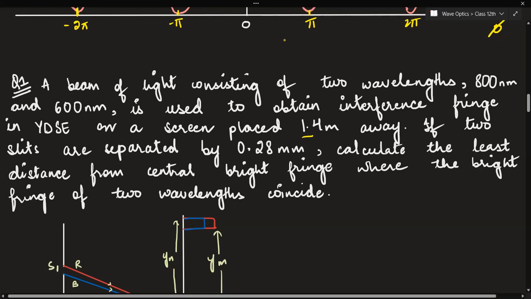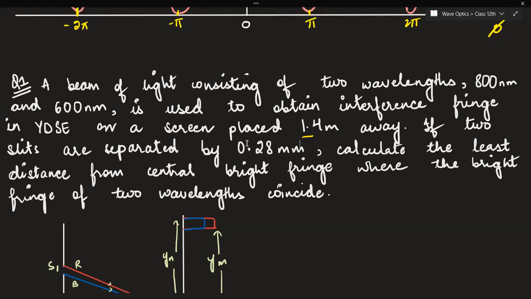If two slits are separated by 0.28 millimeters, so remember, in the formula, small d we had taken. Small d was the separation between both the slits. So this becomes 0.28 millimeter. This is small d. Calculate the least distance from the central bright fringe where the bright fringes of the two wavelengths coincide.